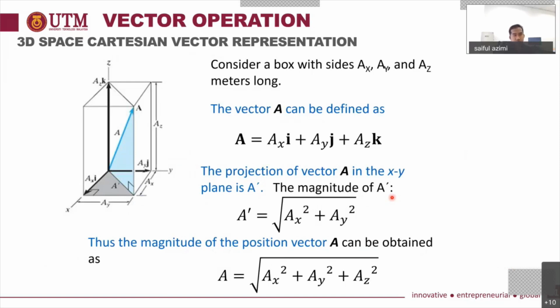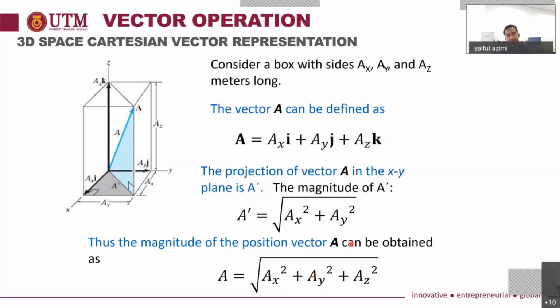So next, what is the Cartesian vector for 3D space? First, you must consider a box with sides of AX, AY, and AZ meters long. Previously we already learned that the resultant force A equals AX plus AY plus AZ, right? But in Cartesian notation, you can represent it as AX i, AY j, and AZ k. Next, if you want to find the magnitude, it is similar. The magnitude is the square root of AX squared plus AY squared plus AZ squared.